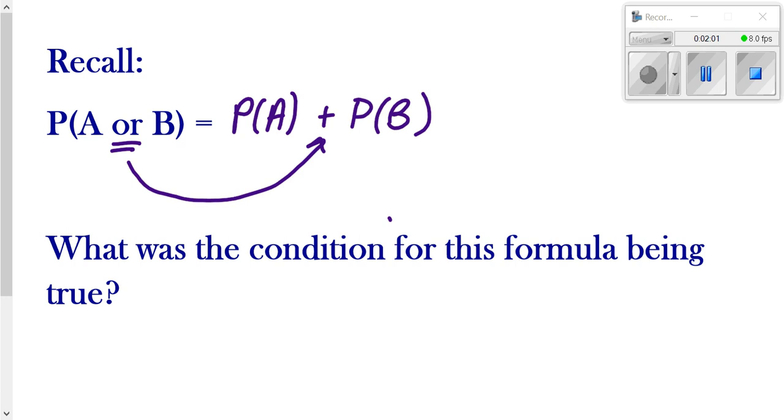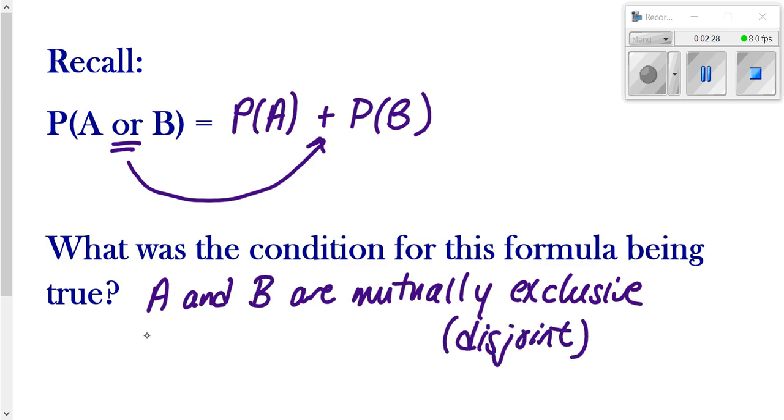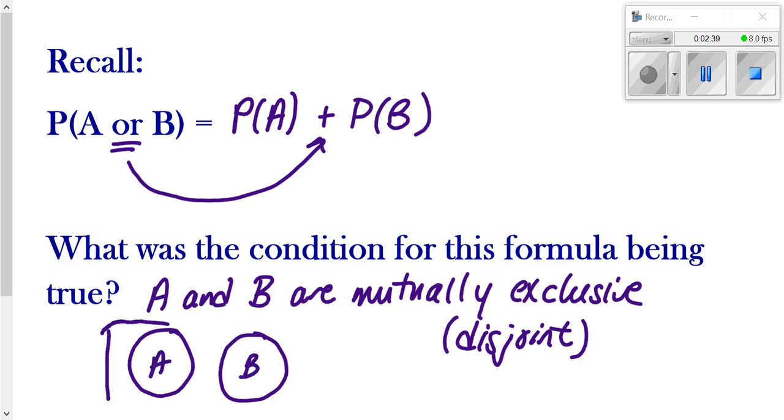Now, there was a condition for that formula being true. It wasn't true for all times. And the condition for that was that A and B had to have no overlap. And the term for that is mutually exclusive, or a synonym for that is disjoint. And if you were to draw two disjoint events in a Venn diagram, they would be like this, completely separate. They don't have any outcomes in common.